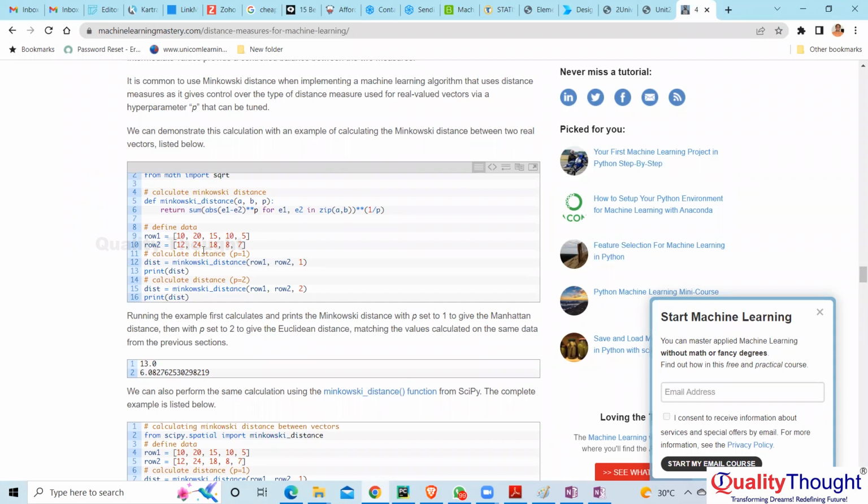So measuring distance is important in most of our algorithms, right? Whether it's linear, SVM, even K nearest neighbors, and of course clustering also. In clustering, again, we look at distance. So distance will tell you if the data is related or not. If the distance is less, that means the data is related.